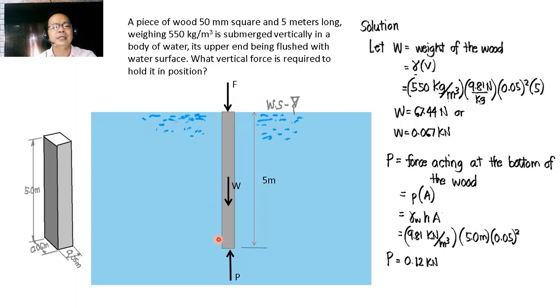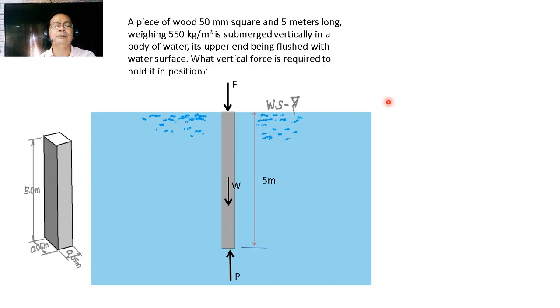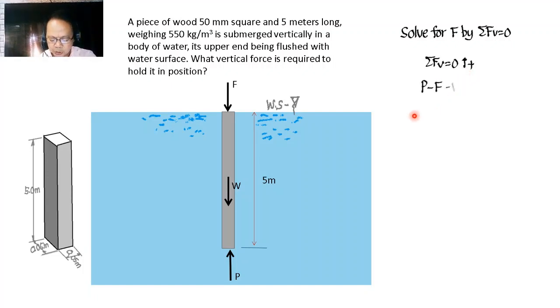Since this is held in that position, meaning it is held in equilibrium, it satisfies the condition of equilibrium. Applying the condition of equilibrium, summing up all the vertical forces equal to 0, and assuming that the upward force is positive, our equation becomes P minus this applied force minus this weight W equal to 0.